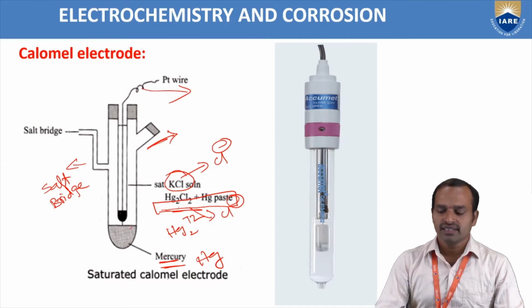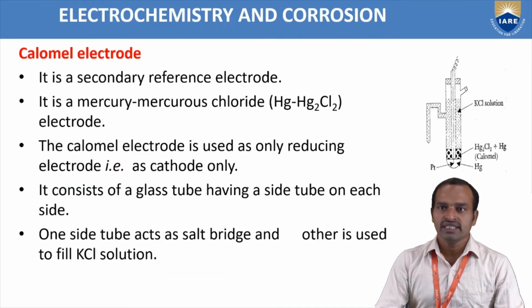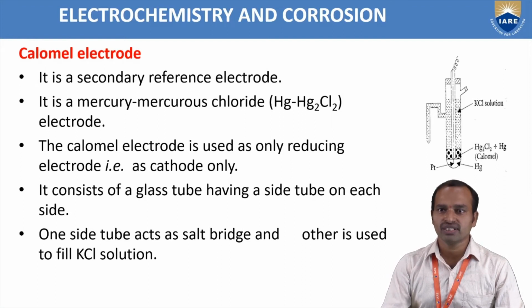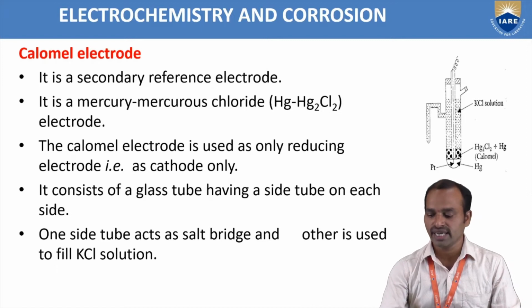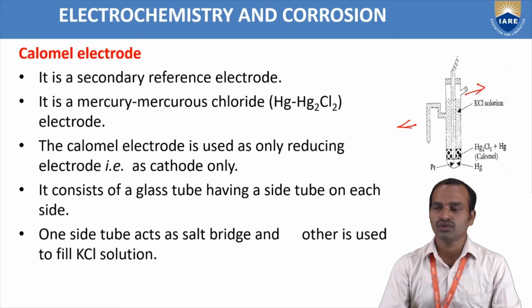The calomel electrode is a secondary reference electrode. It is a mercurous chloride electrode. The calomel electrode is used only as a reducing electrode, that is, as a cathode only. It consists of a glass tube having a side tube on each side. In this diagram you see one side and the other side; there are two sides.